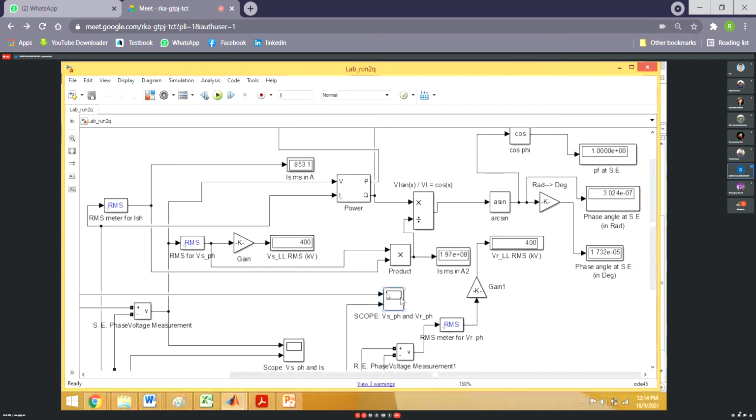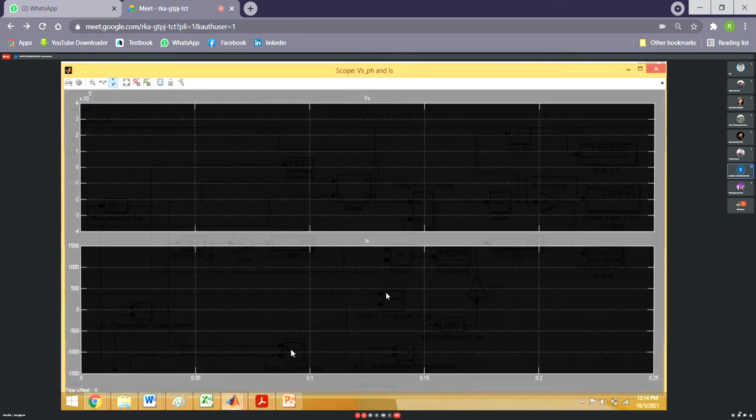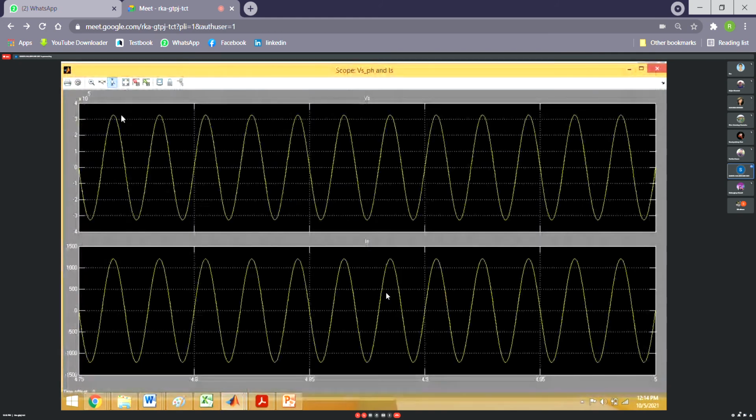Then next is the peak value of sending end current. We have seen that the voltage will be the same, and I have again plotted this one in this scope along with IS because we want to verify whether voltage and current are in phase or not. You see here the current is following the voltage, so voltage and current are in the same phase. That is the reason they are plotted in the same scope.